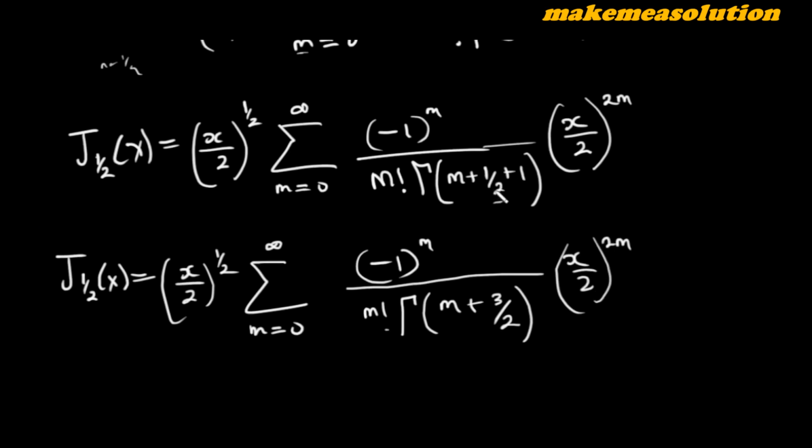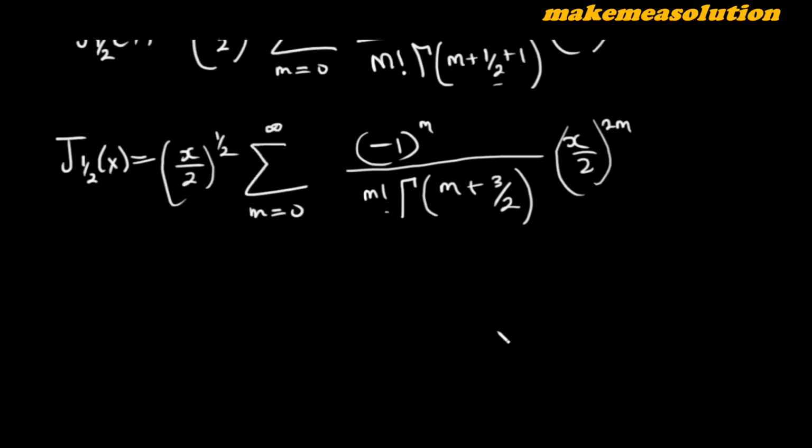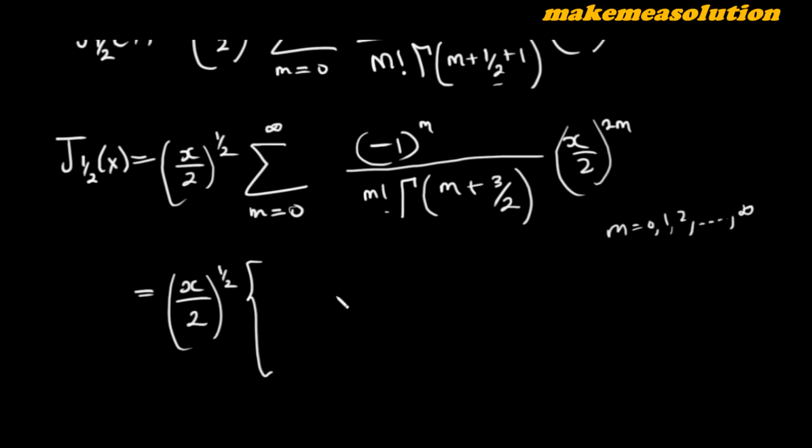Now 1 over 2 plus 1 is 3 over 2, so somebody can start expanding like this. So I'll have x over 2 like this. Then if we start expanding, we will start with substituting m equal to 0. M is 0, 1, 2, up to infinity, like that.